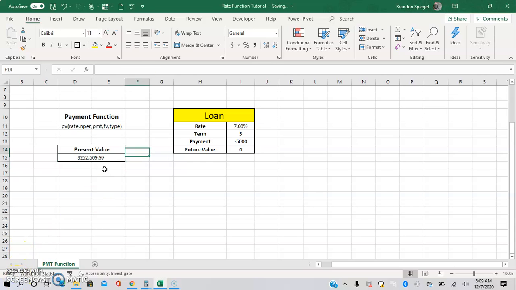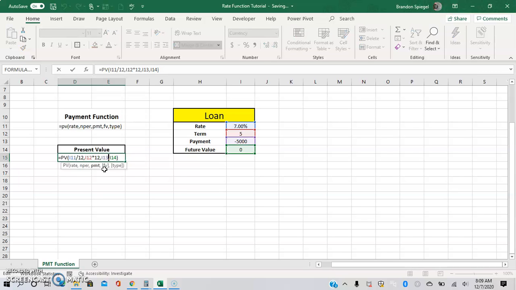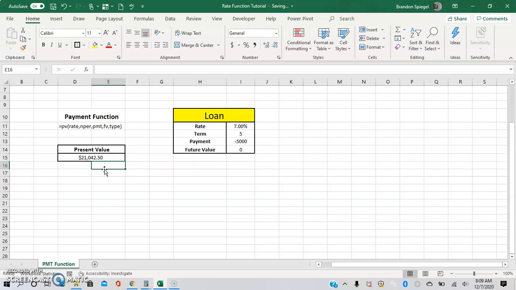And that is assuming that this $5,000 payment amount is occurring every single month. So if you want the payment amount to be on a monthly basis as well, just divide that by 12 as well. This is still $5,000 a year because this was divided by 12, but that's what it would be monthly.